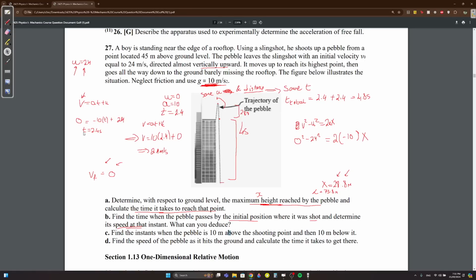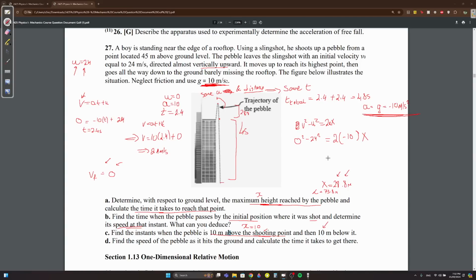Okay, part C. Find the instants when the pebble is 10 meters above the shooting point, and then 10 meters below it. Surely when it's 10 meters above the shooting point, that means x equals 10, right? And what do we have? We have the acceleration, right? Since it's free fall, when you're going up, a equals g equals negative 10 meters per second squared.